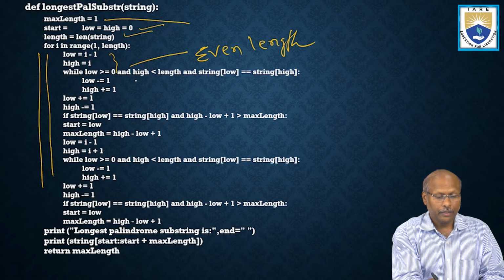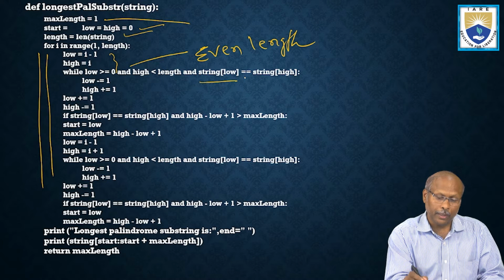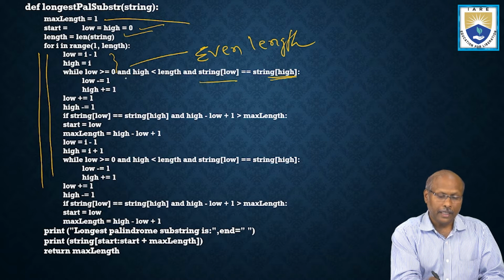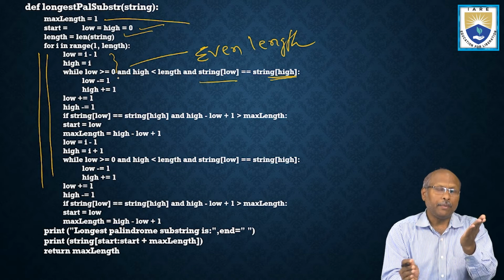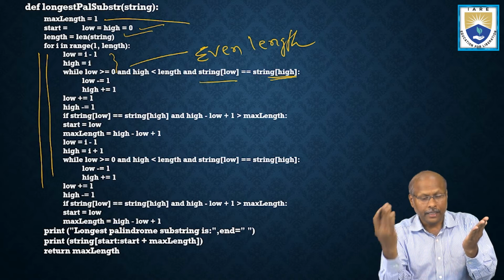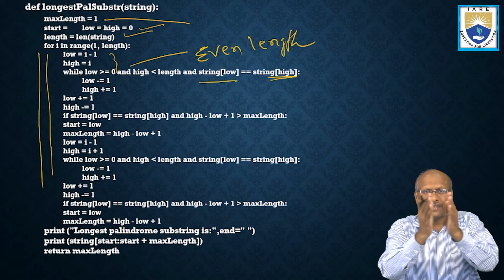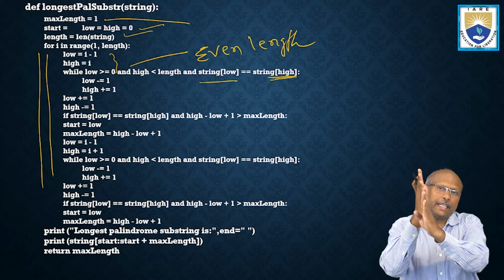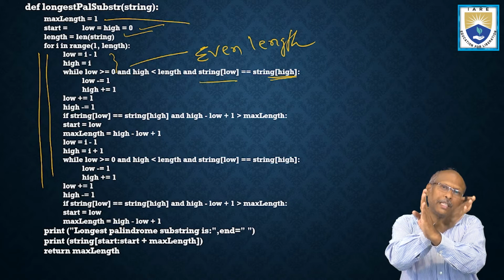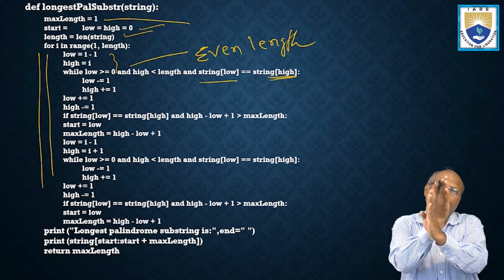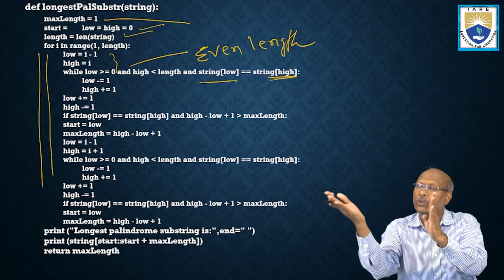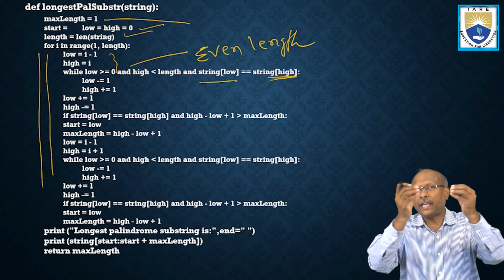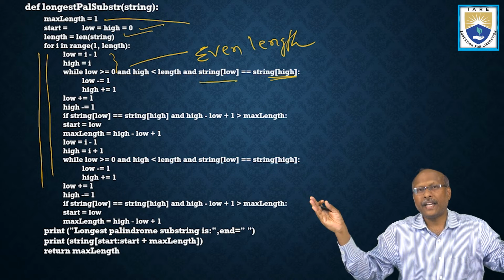palindromic string. So if both are equal, the characters available at the low place as well as the high place, and if low is greater than or equal to 0 and high is less than length, then low will be reducing by 1 and high will be increasing by 1, because I will be expanding in both directions. If I is at the ith place, then I will check I minus 1 as well as I plus 1 the first time. Next time I minus 2 as well as I plus 2. Similarly I minus 3 and I plus 3. Like this it keeps on increasing, till the end of the length.